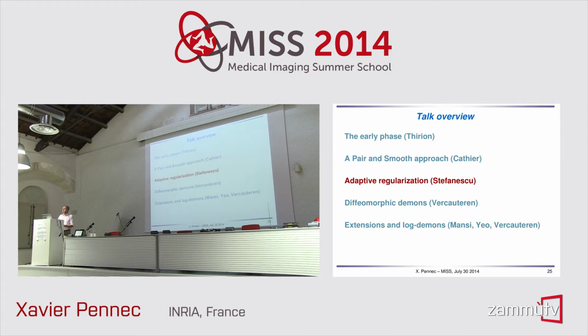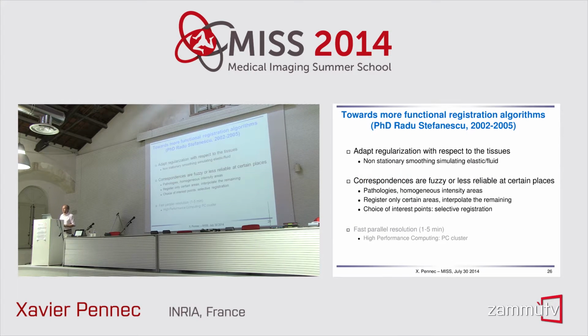Okay, so now I'm going to go to another step, which was the work of Radu Stefanescu. The idea was that when we use the demons, it's basically the same regularization everywhere. So it means that we can't adapt regularization to the different types of tissues. For instance, in the brain, we'd like to have the gray and white matter, which are more elastic, and the CSF, which is a fluid, so we expect it to act as a fluid.